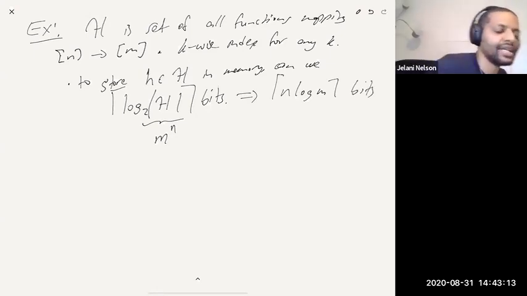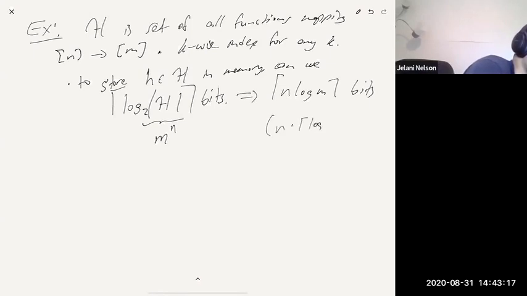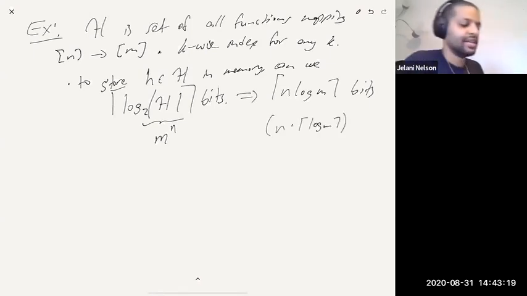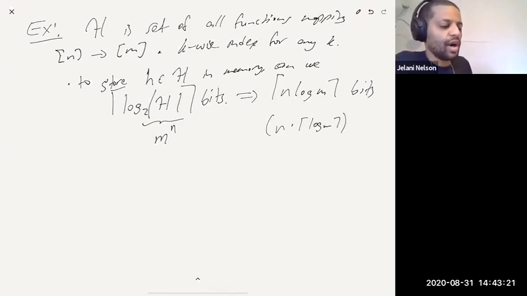I mean, something that's definitely easy to see in this case would be something like n times the ceiling of log m, right? Just because you have h of 1, I write that down. That's ceil of log m bits. I have h of 2, I write that down. That's ceil of log m bits, etc. So n times ceil of log m. Okay, so that's not great.